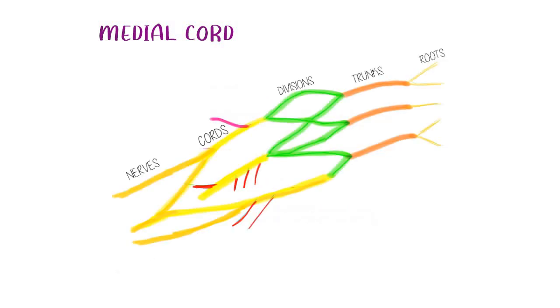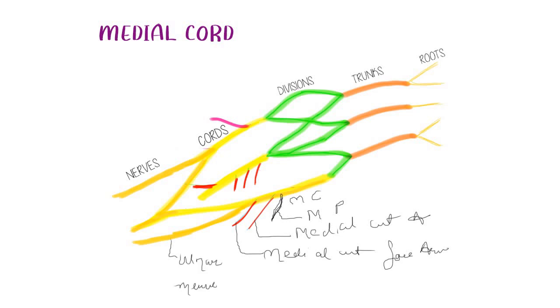Now in this diagram you can see here is the medial cord of the brachial plexus, because here you can see that it is the continuation of the ventral division of the lower trunk. So here you can see the 5 nerves that are arising from the medial cord of the brachial plexus. These are medial pectoral nerve, the medial cutaneous nerve of arm, medial cutaneous nerve of forearm, the ulnar nerve, and this is the medial branch of the median nerve.